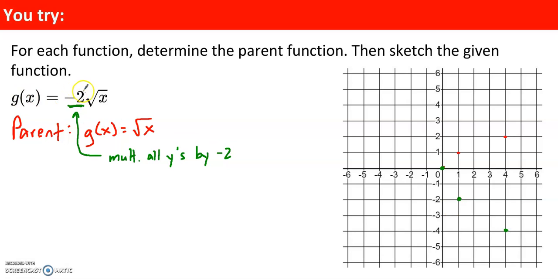It's possible to think of this as two separate translations, or transformations rather, if you thought of the negative and the 2 being separate things. You could think of it first as the 2 stretching the curve vertically by a factor of 2, and then the negative flipping it across the x-axis like a mirror. Either way you think about it, this is going to reflect the graph down to quadrant 4. Like so.